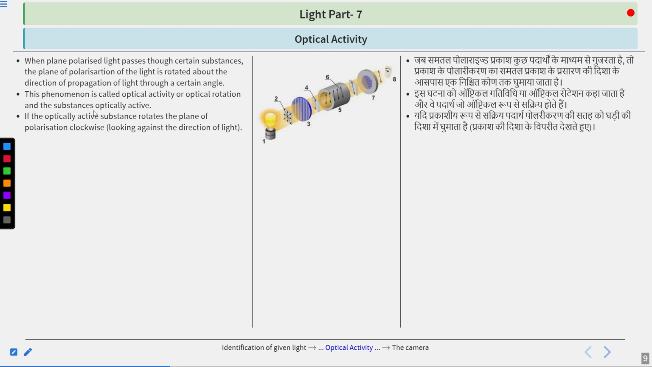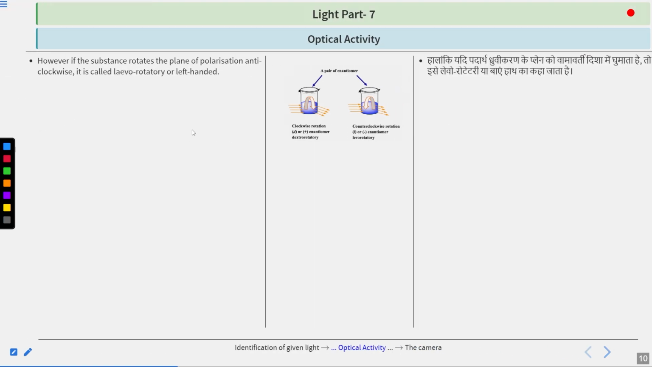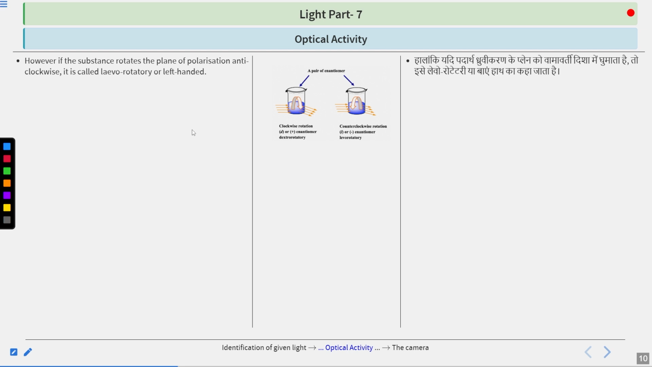If the optically active substance rotates the plane of polarization clockwise, that is, looking against the direction of light, it is said to be dextrorotatory or right-handed. Dextrorotatory is the case of clockwise rotation looking against the direction of the light. Whereas if the substance rotates the plane of polarization anti-clockwise, then we call it levorotatory or left-handed.